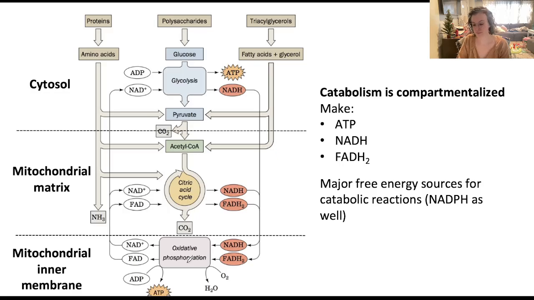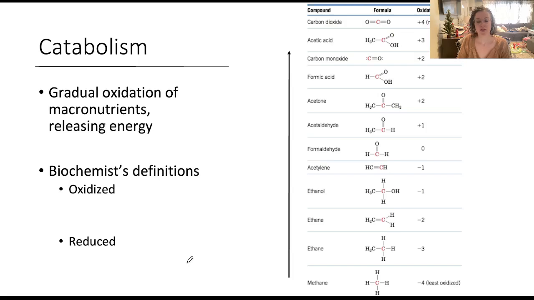And the last thing that I want to touch on in terms of an overview of the metabolism we're going to see for the rest of the semester is what is catabolism, a little bit in more detail, more scientifically thinking about it. We think about it as a gradual oxidation of macronutrients releasing energy. We are going to follow how glucose is oxidized from glucose, eventually, please excuse my cat, to CO2, right? Fully oxidized, most possibly oxidized.